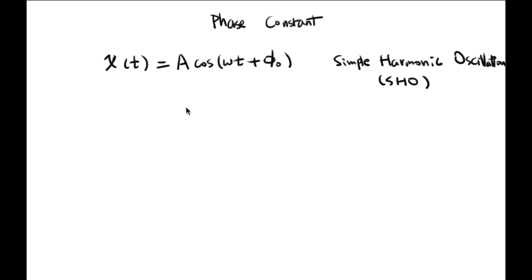In this video, I will talk about how to determine the phase constant in a simple harmonic motion. So here is the displacement x as a function of time for a simple harmonic oscillation. A here is the amplitude of the oscillation, and omega is the angular frequency. And phi naught is the quantity we want to discuss today, which is the phase constant. So how to determine this phase constant? The phase constant depends on initial conditions.